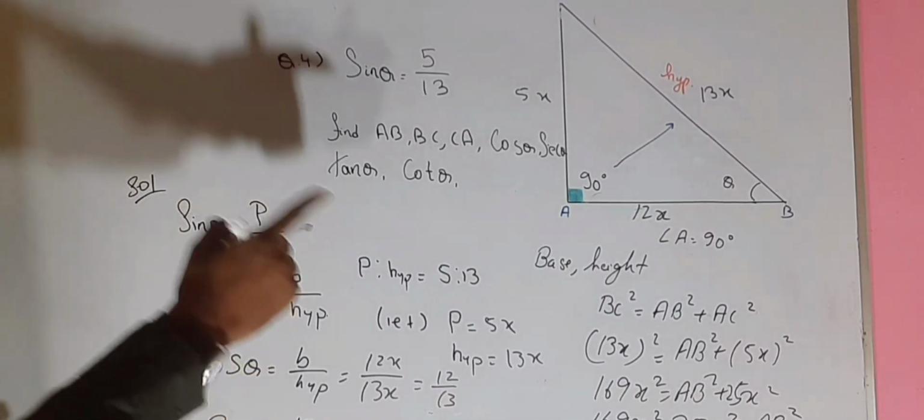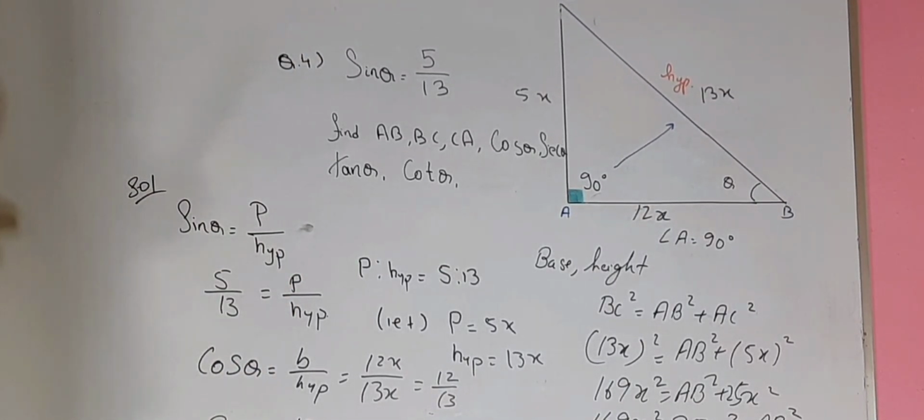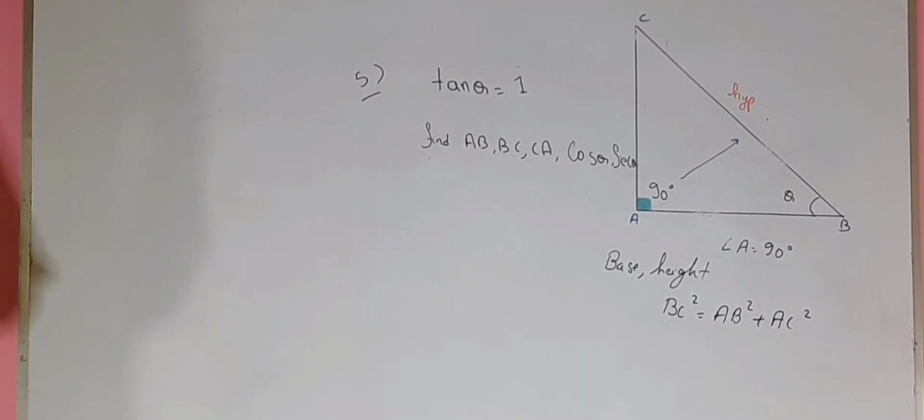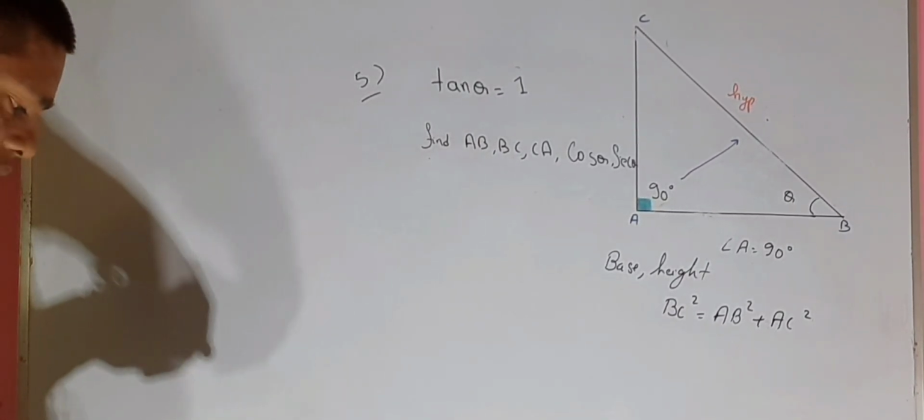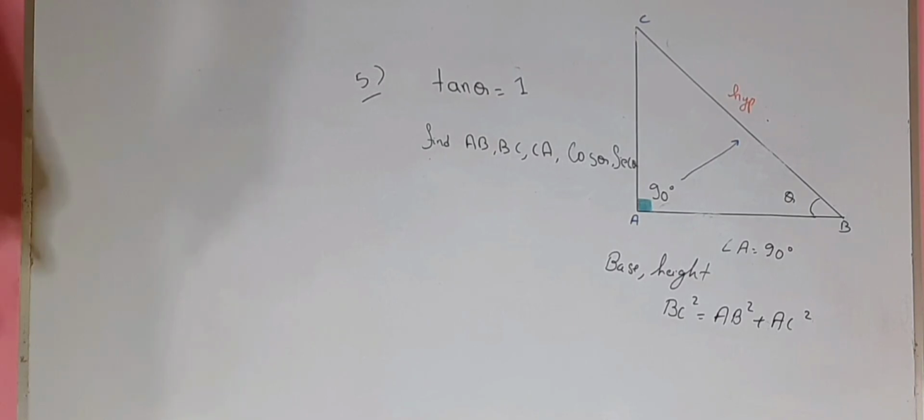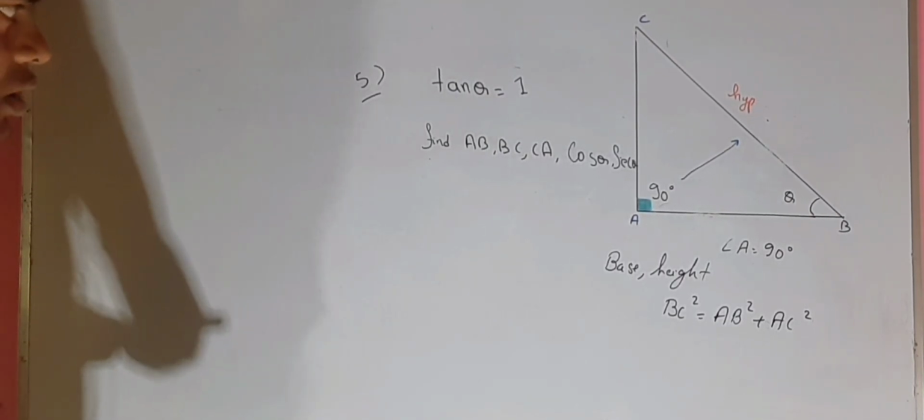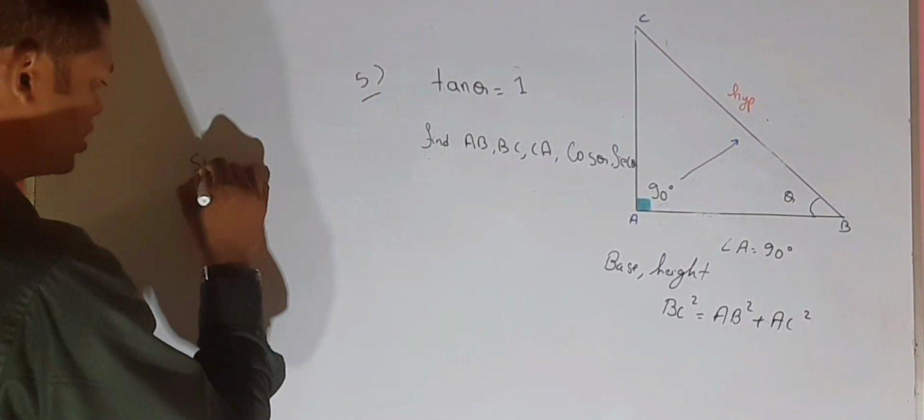Next, tan theta. Let's try to find out tan theta also. This is your next question. They told you tan theta is equal to 1. This type of question we did just now. Now you do, I'm saying. What you have to do? Tan theta is equal to 1. You have to find out again AB, BC, CA, everything. Sir, easy sir, we know this one. Now you explained to us how to do.